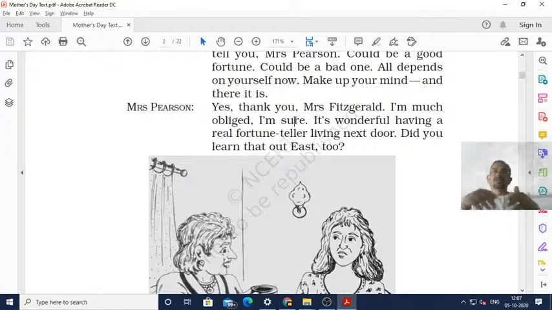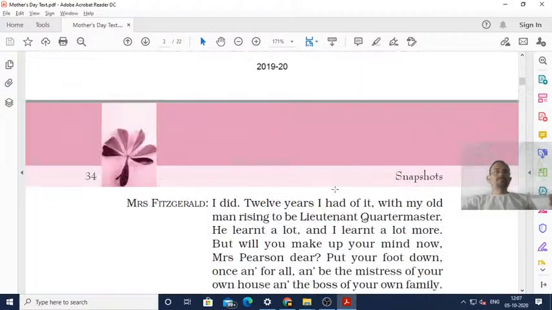East refers to the eastern part, that is India, actually. Because Mrs. Fitzgerald's husband was working in India, along with her husband she came down to the east, and there probably she has learned the art of palm reading and all that. Astrology, I mean.